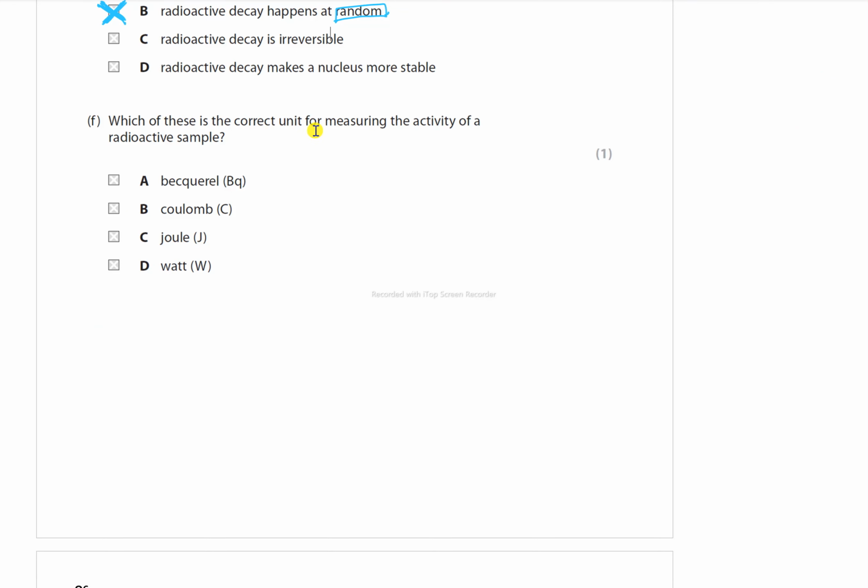Which of these is the correct unit for measuring activity? Right. That's power, that's energy, and that's charge. And it's becquerel. That's the one.